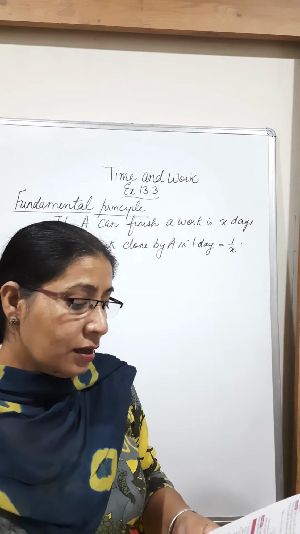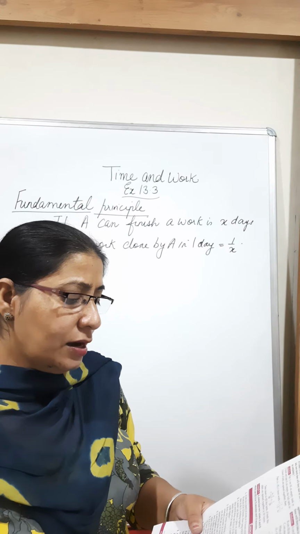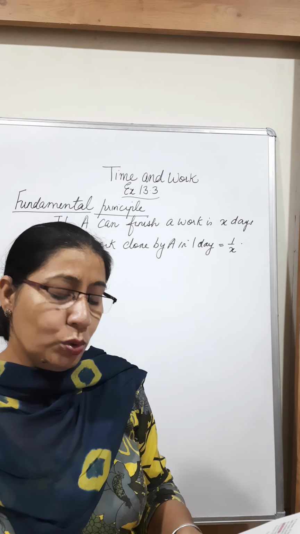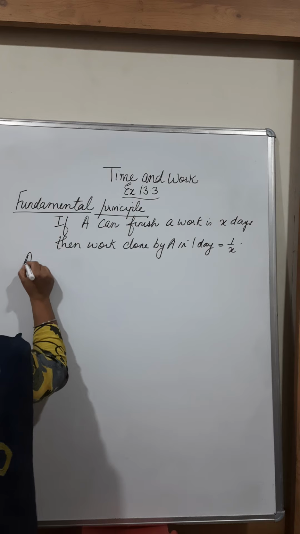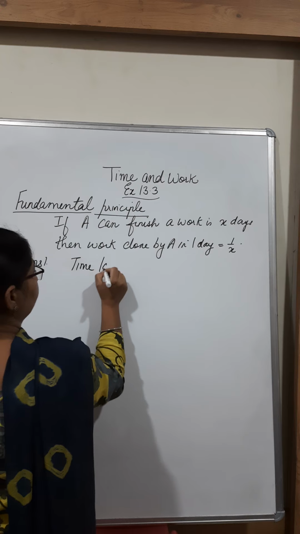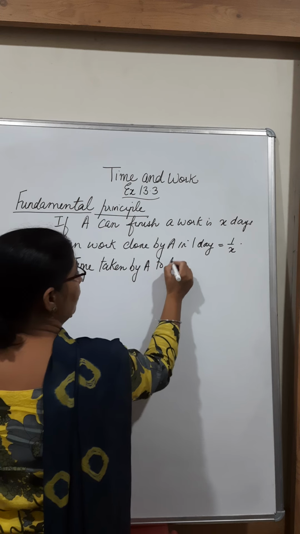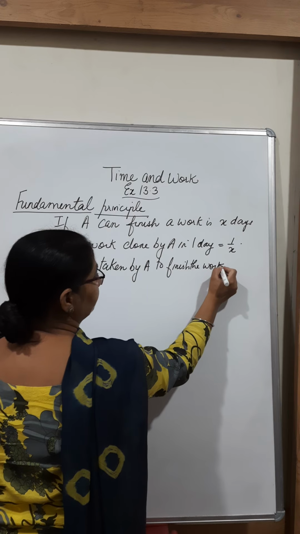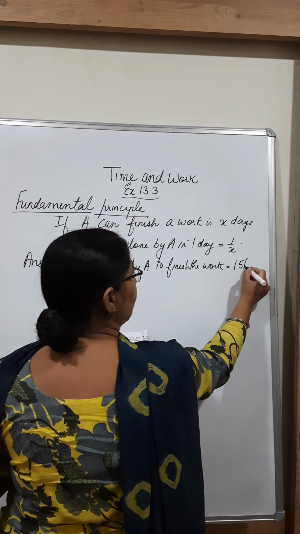First sum says A can do a piece of work in 15 hours while B can do it in 12 hours. How long will both take to do it working together? Now, how will you start? First, you will say time taken by A to finish the work. So what is the time taken by A to finish the work? That is equal to 15 hours.